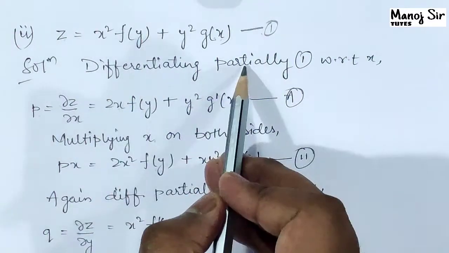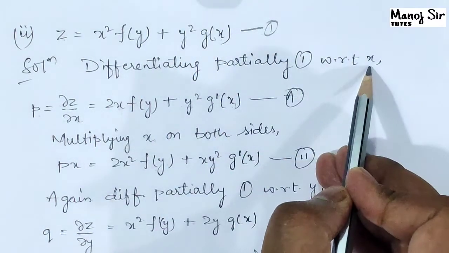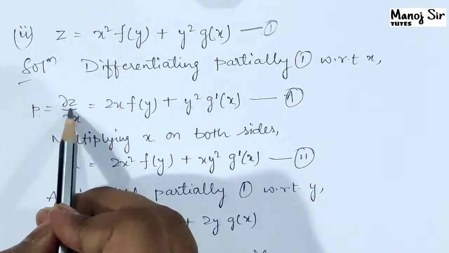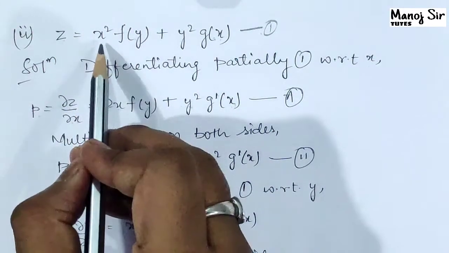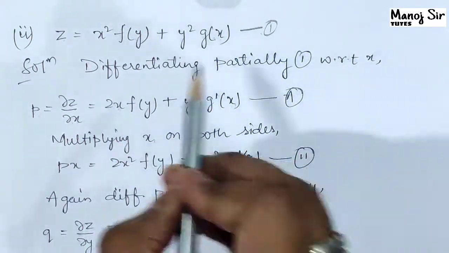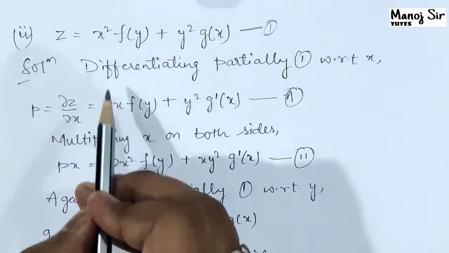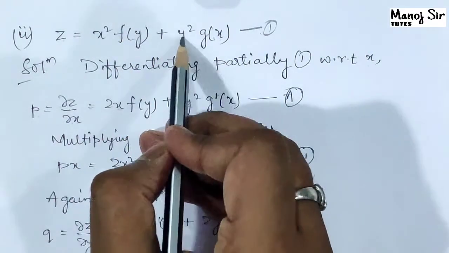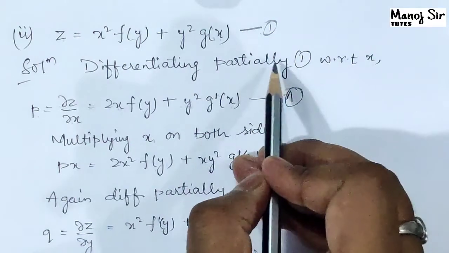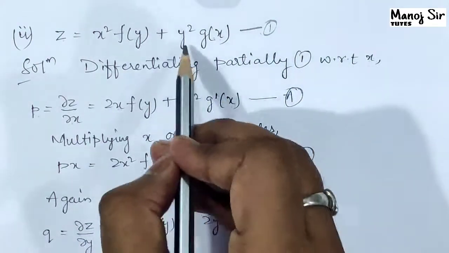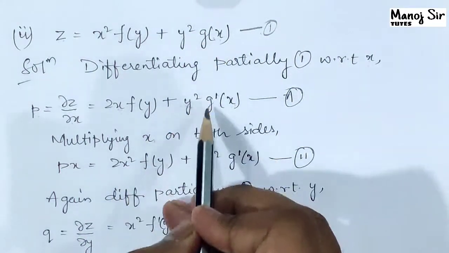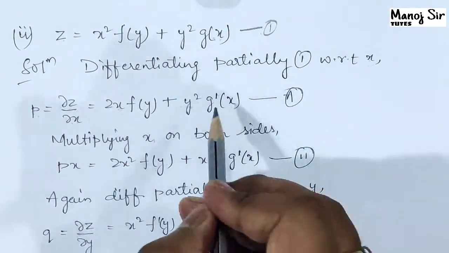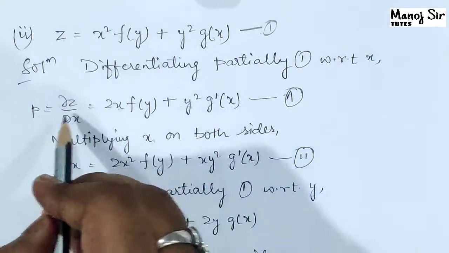So differentiating partially equation 1 with respect to x. Here we can say del z upon del x, which is denoted by small p. We are differentiating partially with respect to x, so x square will become twice of x into f of y. This is as it is, plus y square is as it is because we are differentiating partially with respect to x. So y square will be as it is, g of x will become g dash of x. We are taking this as equation number 1 because in the later part of this video we'll see what we can do for this equation.